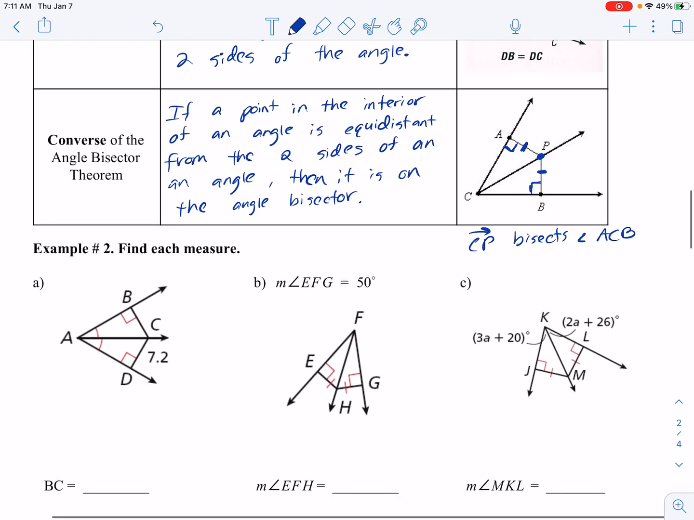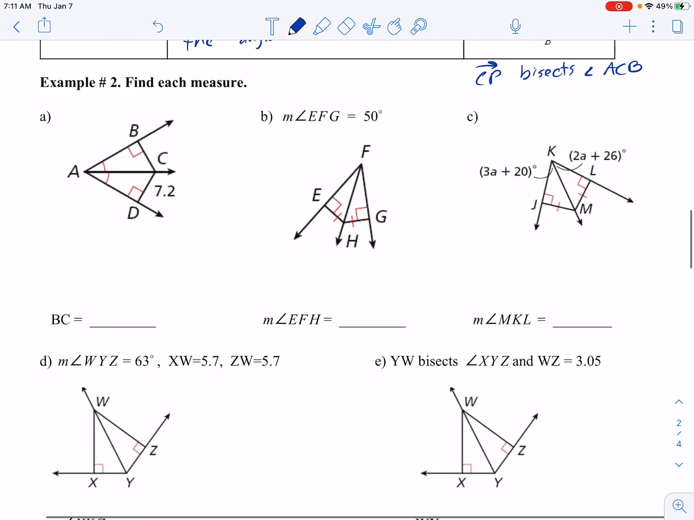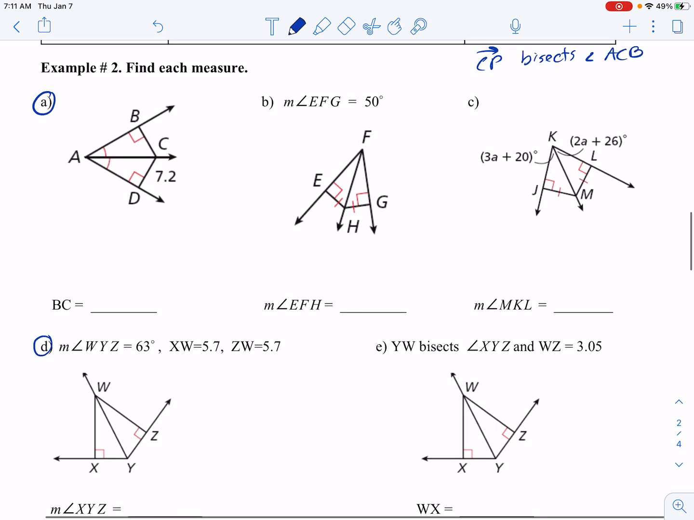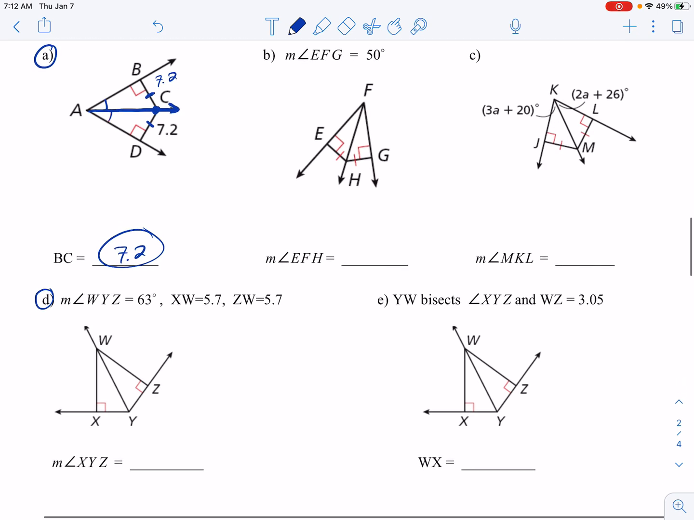All right, let's use those two theorems to find some missing measures here. Let's do the same thing. We'll do A and D together, and let you solve B, C, and E on your own. Hopefully you can see here, AC, this is an angle bisector. You have your two congruent markings. So that means C, the point on the angle bisector, is going to be the same distance to both sides of the angle. So 7.2 and 7.2. BC would have a length of 7.2.